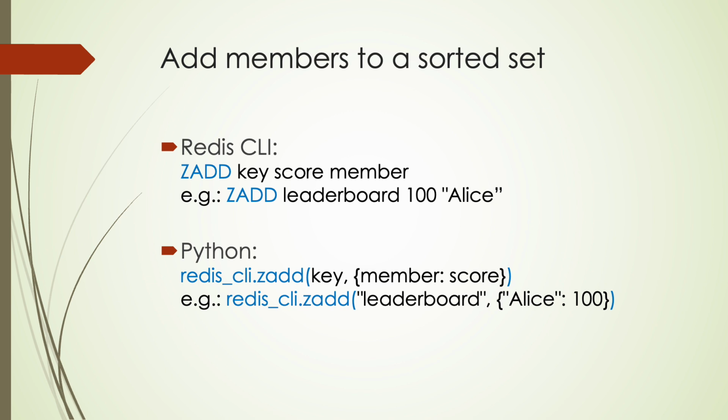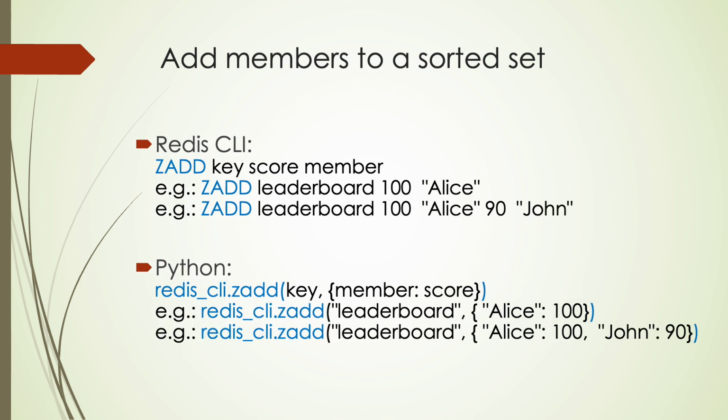We can add a new member to a sorted set with the zadd method. We don't need to create a sorted set in advance, and it will be created automatically if it doesn't exist yet. Note that all the methods for sorted sets start with the letter Z. With Redis CLI, the key, score, and member are passed in a specific order to the zadd command, whereas in Python, the member and score are passed as the key and value in a dictionary.